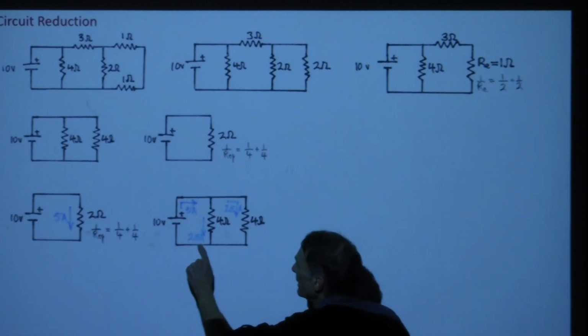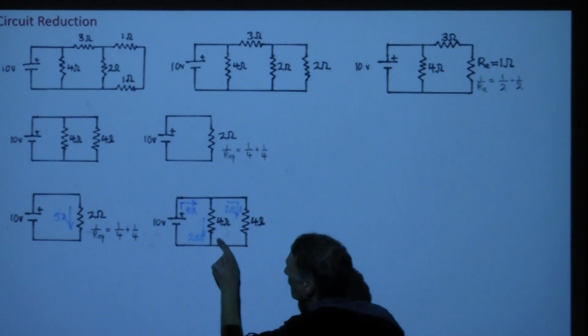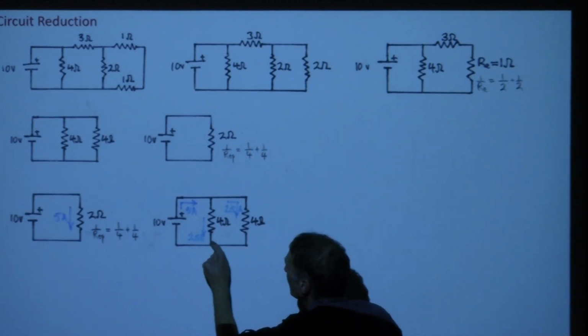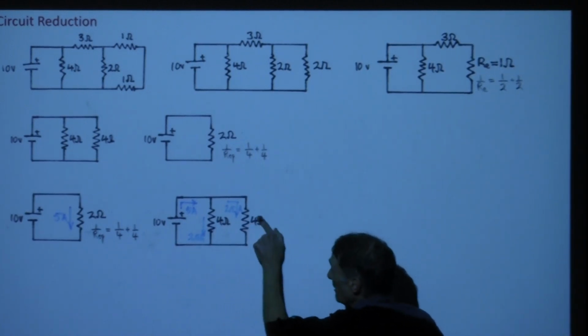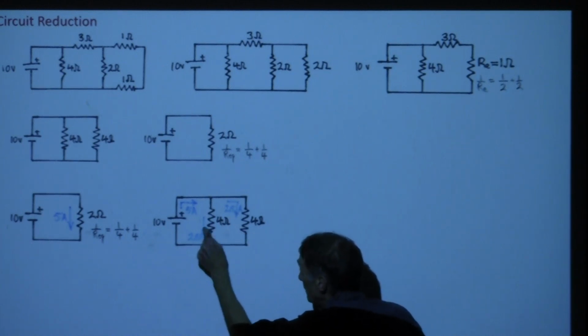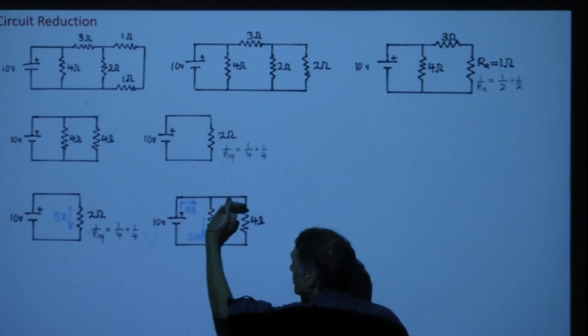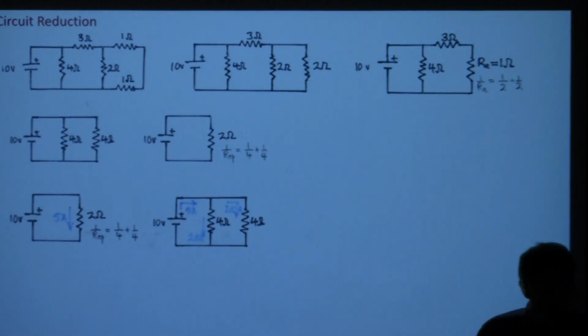Now I could say that this is 10 volts and I can do 10 divided by 4 ohms is going to be 2.5 amps. Do the same thing here. I get also 2.5 amps, not surprisingly. And these two better add up to 5. 5 coming in, and I got 2.5 going out through each branch.